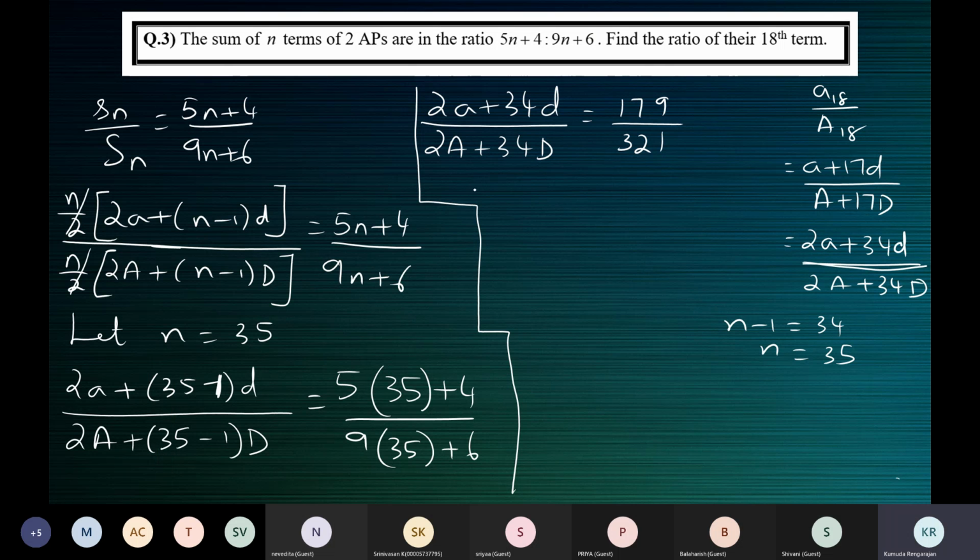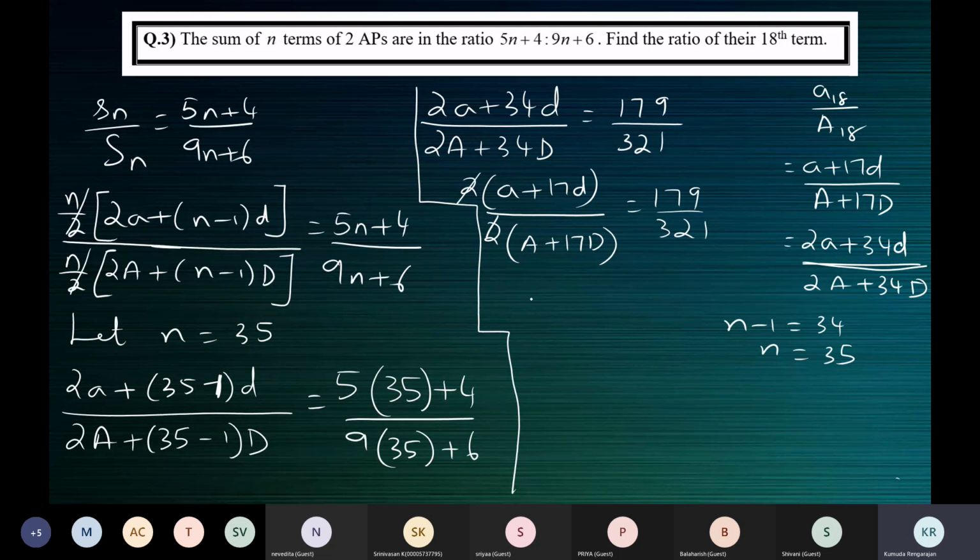All right, so now take out 2 common in the numerator and denominator. So A plus 17D divided by A plus 17D, capital A, capital D, is equal to 179 by 321. 2 gets cancelled. And we know that A plus 17D can be written as A plus 18 minus 1 into D. You can directly write A18, I'm just showing you this.